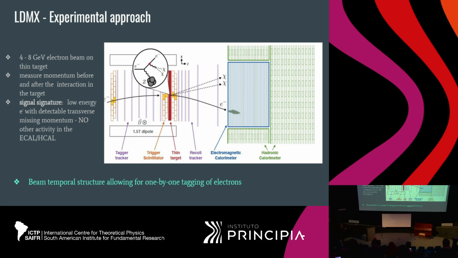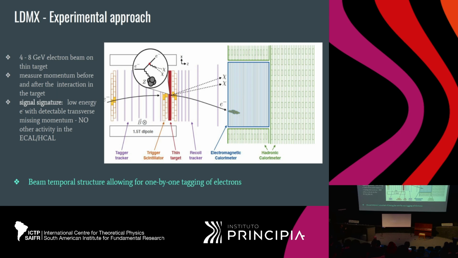So a low energy electron which lost a significant transverse momentum. So here you have an information which is also directional with respect to the simple missing energy, where you just measure the energy before and after, and no activity in all the other parts of the experiment, which are an electromagnetic calorimeter and a hadronic calorimeter, where you expect to measure only the low energy electron. So the sketch is basically this. You have a magnetic field between the tracking stations before and after the target, so you can measure the momentum of the impinging particle and of the exiting particle, which is always an electron.